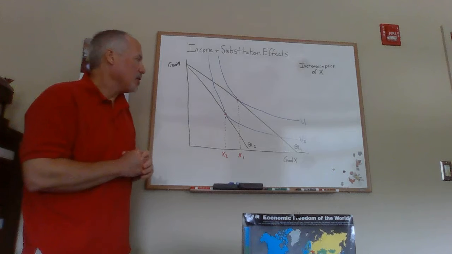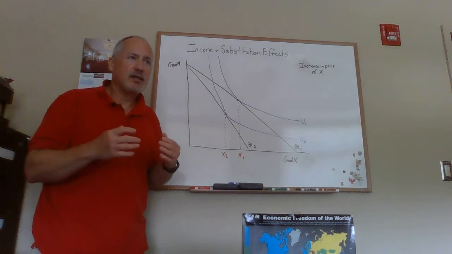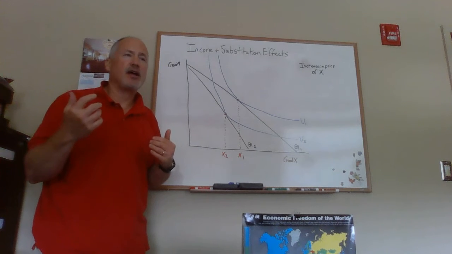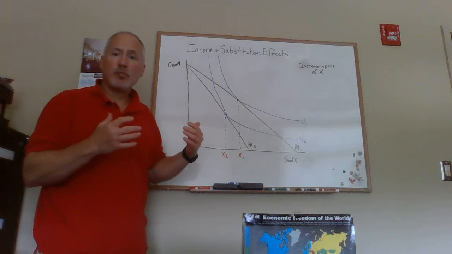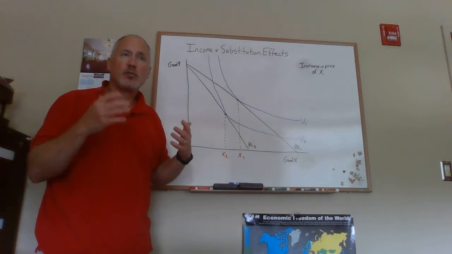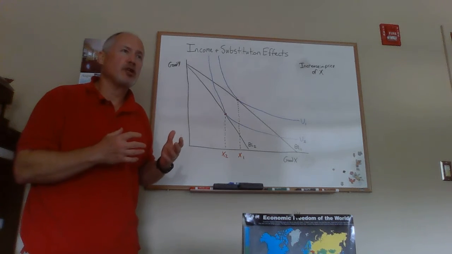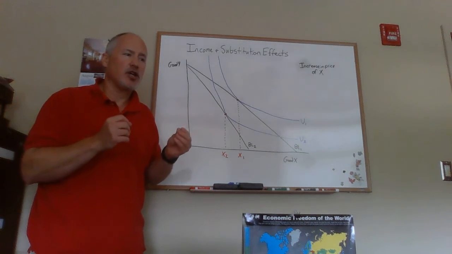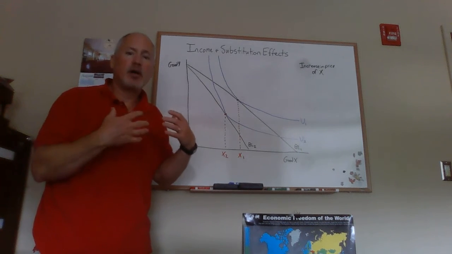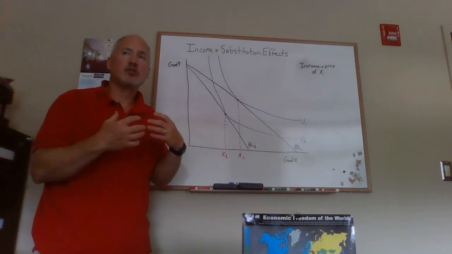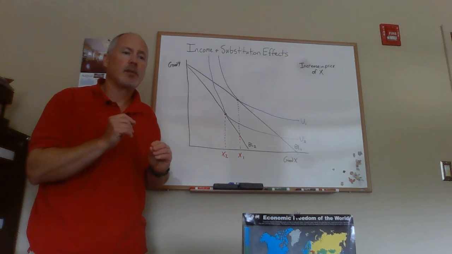Now, when we think about this, there's actually two things going on here. Although the price of X has gone up, two things have actually happened. One is the slope of the budget line has changed. The slope of the budget line is the ratio of the price of X over the price of Y, so it's the price ratio. Because the price of X has changed, the relative prices have changed. So people are adjusting their behavior. One of the things they're adjusting to is a change in relative prices.